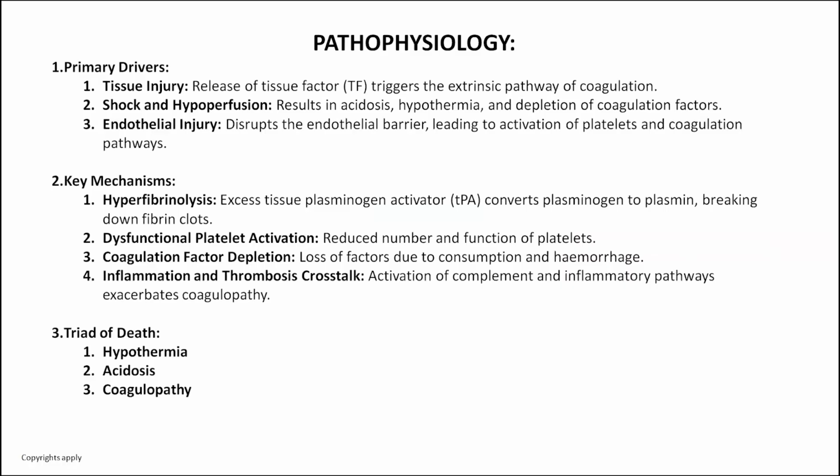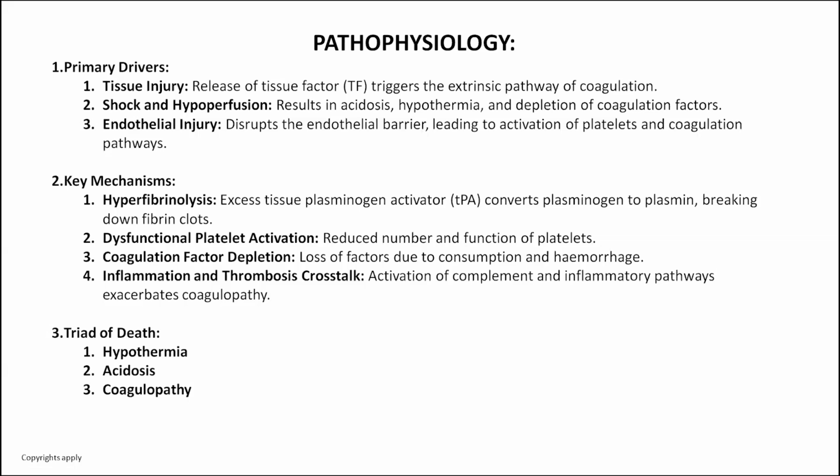Coming to pathophysiology, what is the major issue here? The first and foremost is the trigger, that is your primary drivers. Tissue injury: as soon as there is a major trauma, there's an outburst of tissue factor release. That triggers the coagulation cascade, that is your extrinsic pathway. Along with this there will be some amount of hypovolemia, acidosis, hypothermia. All of this, along with your resuscitative effort, causes some amount of shock and hypoperfusion to the organs.